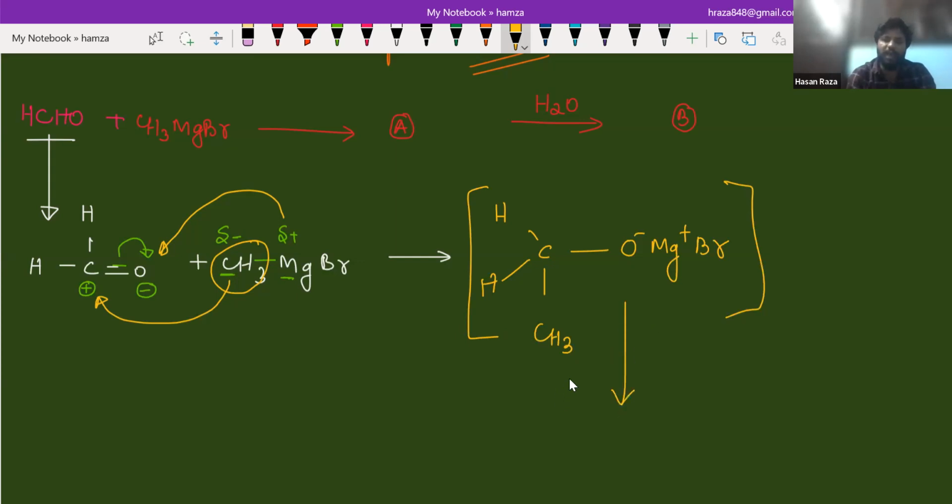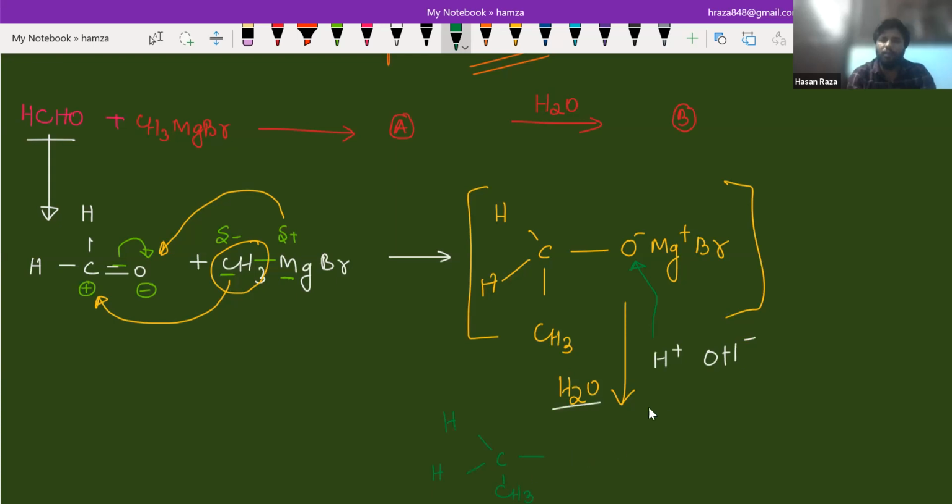Now what you need to do is hydrolysis. H2O has two parts, H plus and OH minus. And again, the same nature of charge: this positive will go to the negative. So what will we get? The rest will be the same, like CH2 and then this CH3.